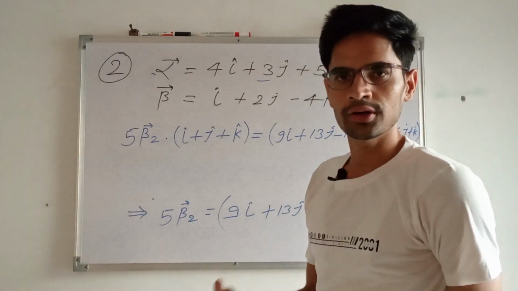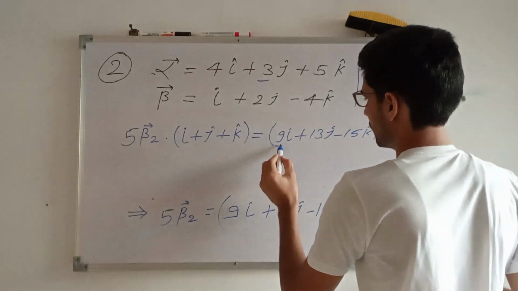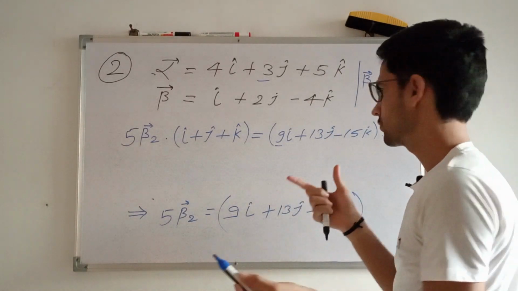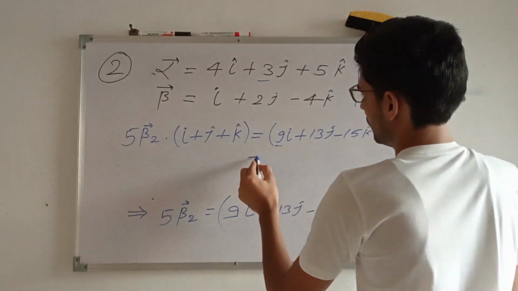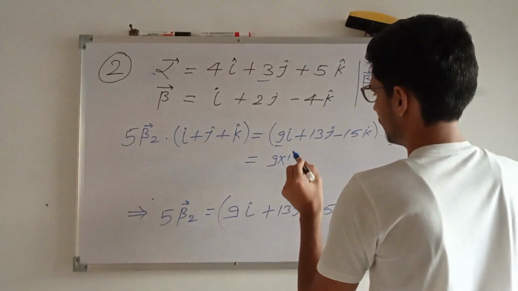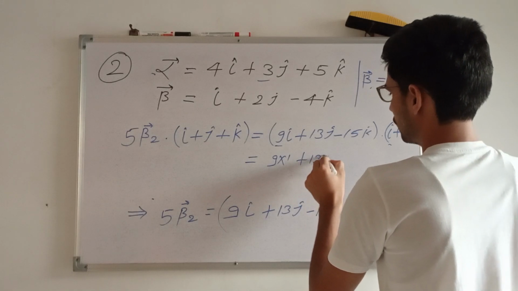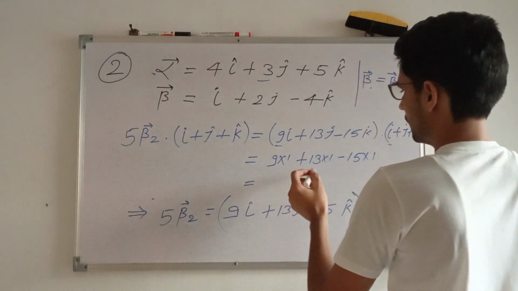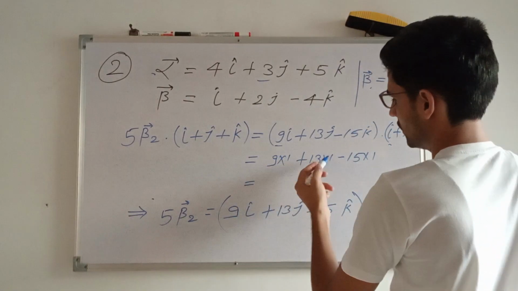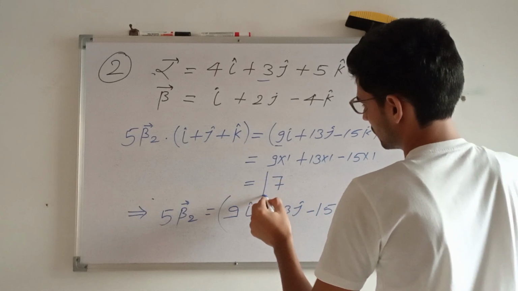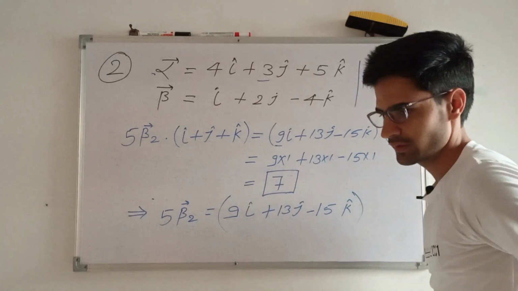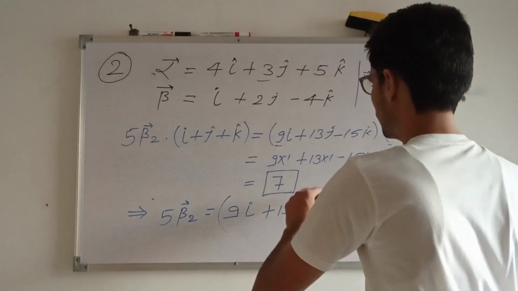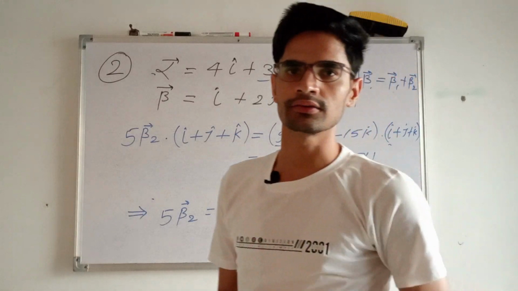So what happens in dot product? The corresponding components get multiplied. Here the components of i, j and k are all three 1. So we will get 9 into 1 plus 13 into 1 minus 15 into 1. From here we will get 13 minus 15 is minus 2. 9 minus 2 will be 7. This is our answer, which is option number 3. So that was the correct answer here.